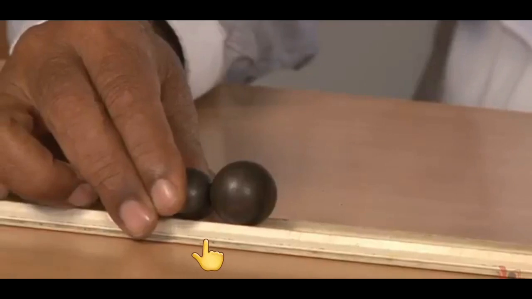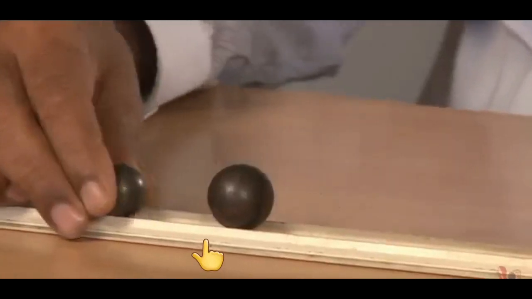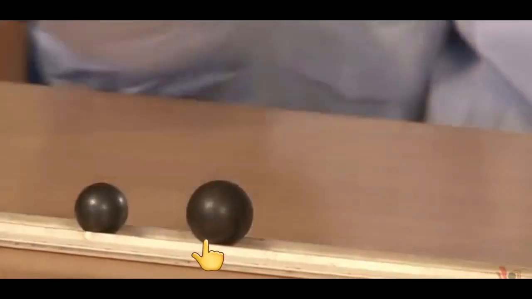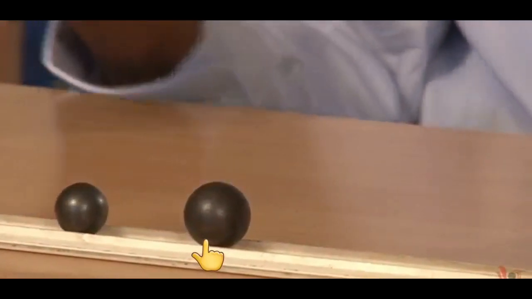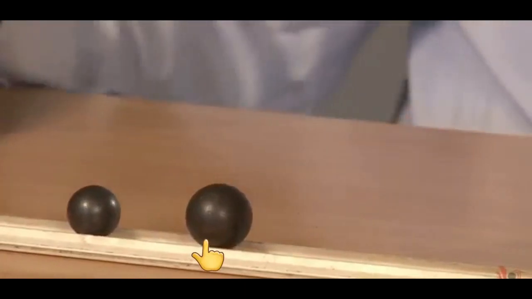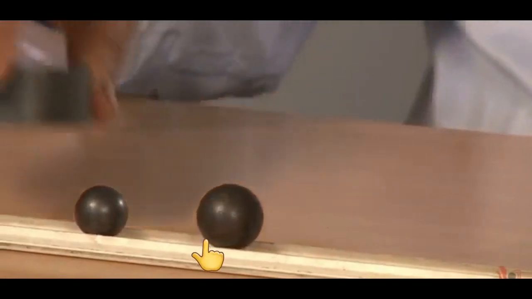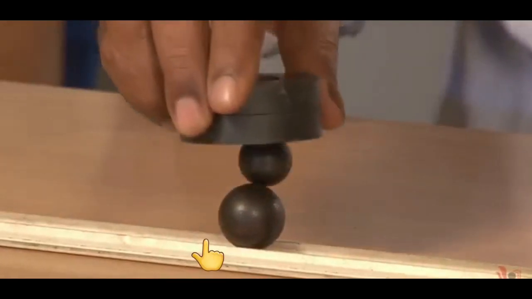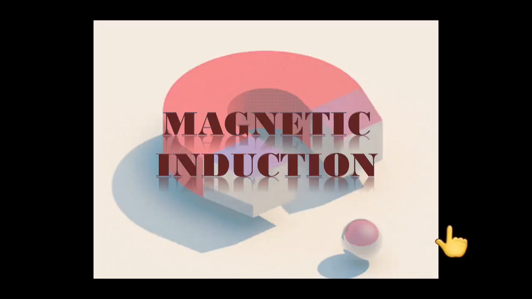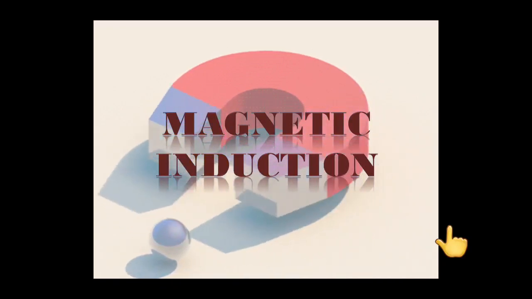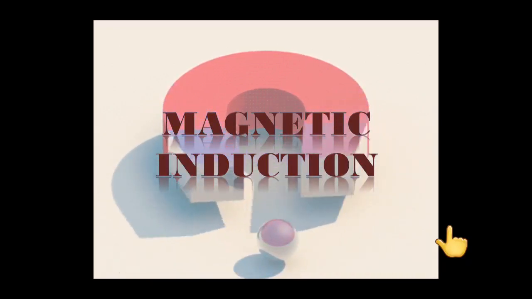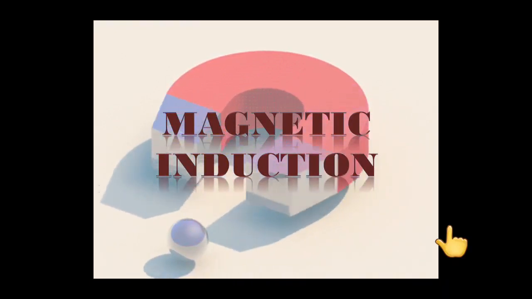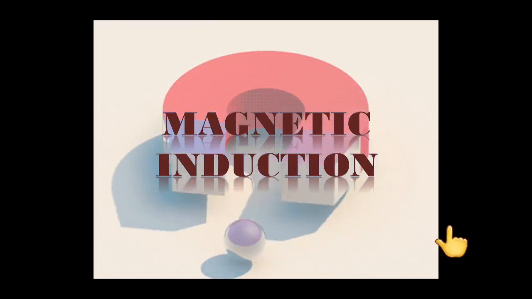Students, here you can see two iron balls. If you move them closer, they are neither attracted nor repelled. So they are not magnets. When you bring a permanent magnet near to one of the balls, it will get attracted, and you can see that now this iron ball will attract the second iron ball. Students, what makes the iron ball a magnet which was not before? Do you know? It is because of magnetic induction or induced magnetism.